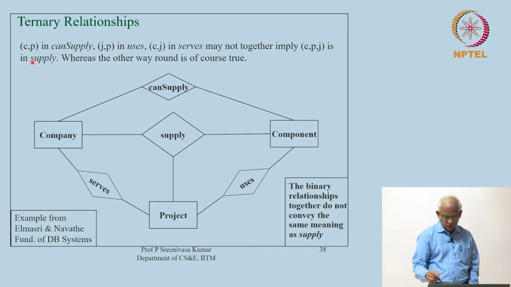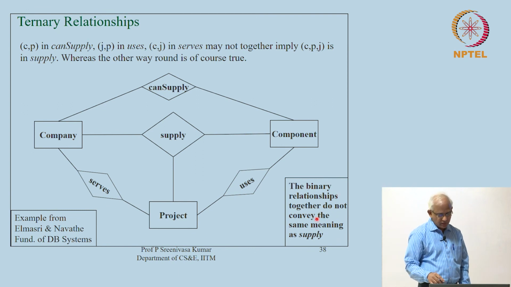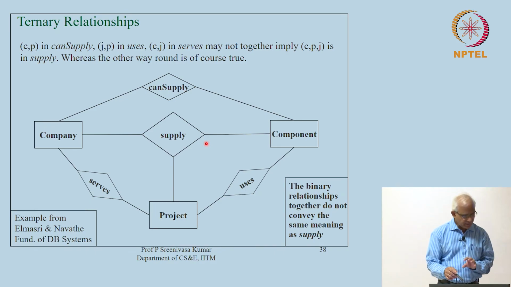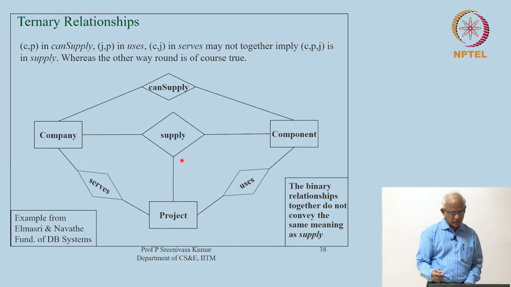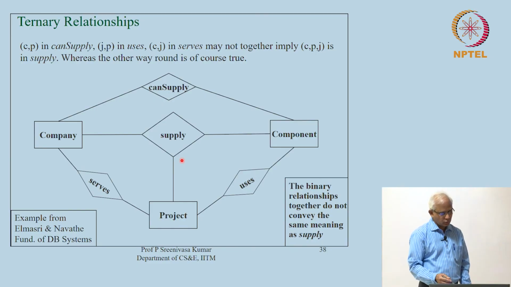So, the binary relationships together do not convey the same meaning as supply. When we are dealing with n-ary relationships, ternary and in general n-ary, we will have to pay attention to the domain details and make a design choice whether the binary relationships are enough or you necessarily have to go for the n-ary relationship. Okay. So, there are some more interesting considerations to be thought through when we are using n-ary relationships.